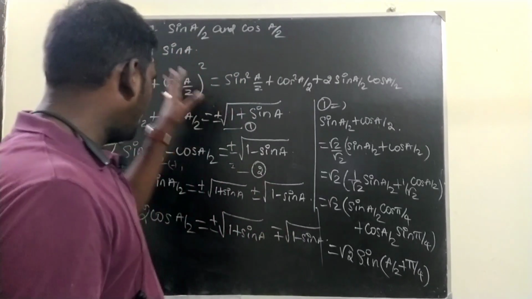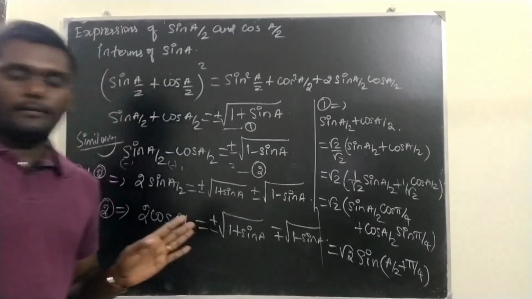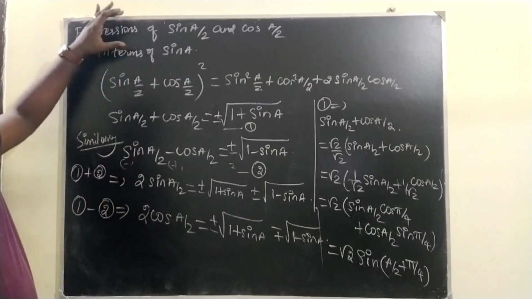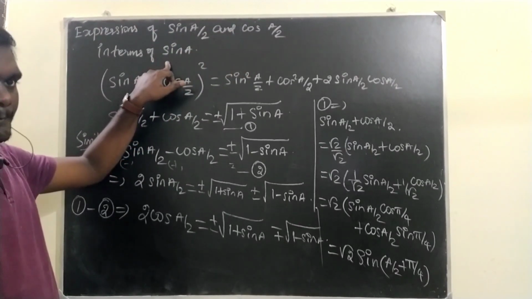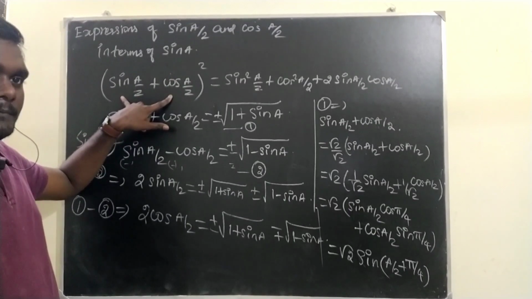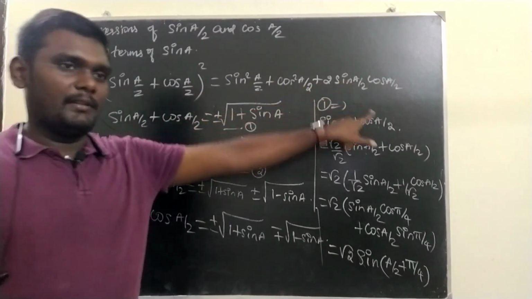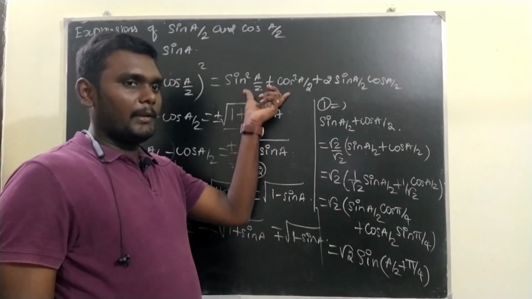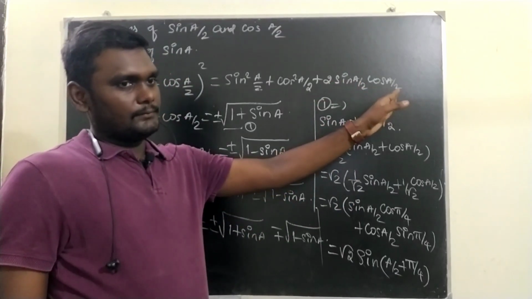How do we find it? Have you copied this side? Write it first. I will explain once again. You just listen. We are going to express the value of sin A by 2 and cos A by 2 in terms of sin A. For that, I will be taking sin A by 2 plus cos A by 2. Both together you can find as a whole square. When you square it, we have the A square plus B square plus 2AB form. So A square plus B square means sin square A by 2 plus cos square A by 2. It is 1. And this is the 2AB part.